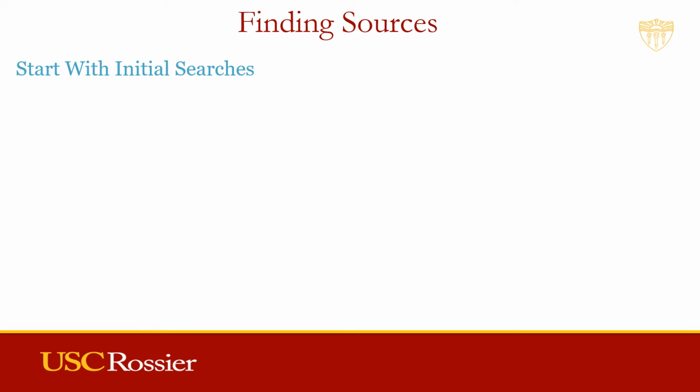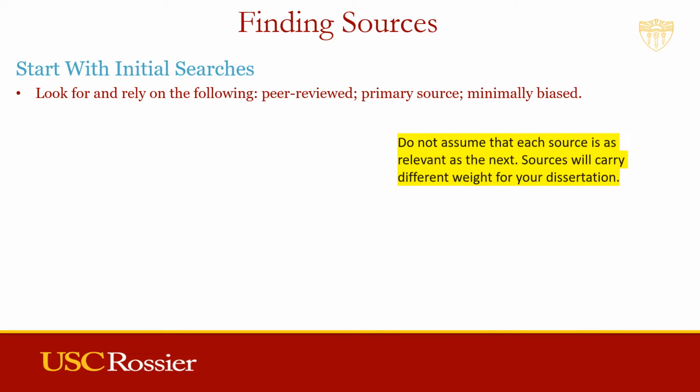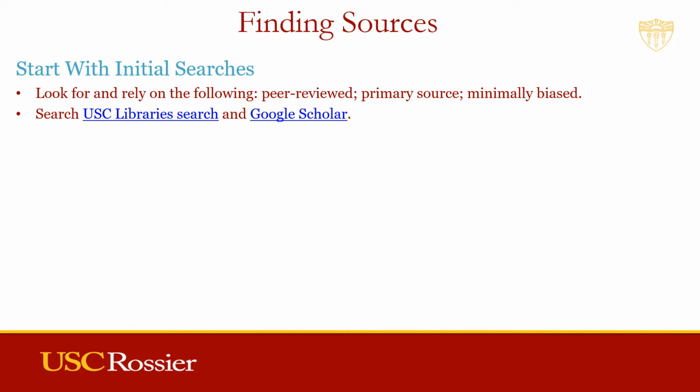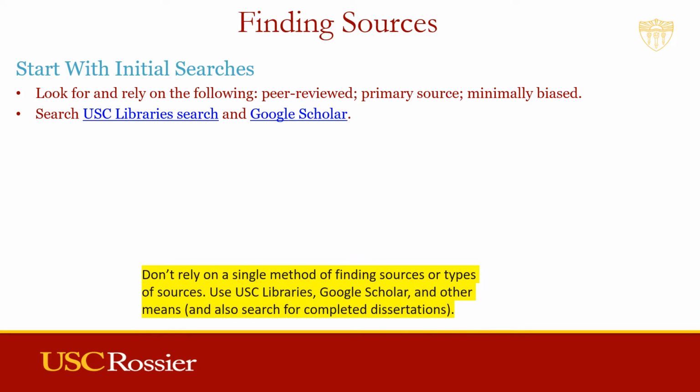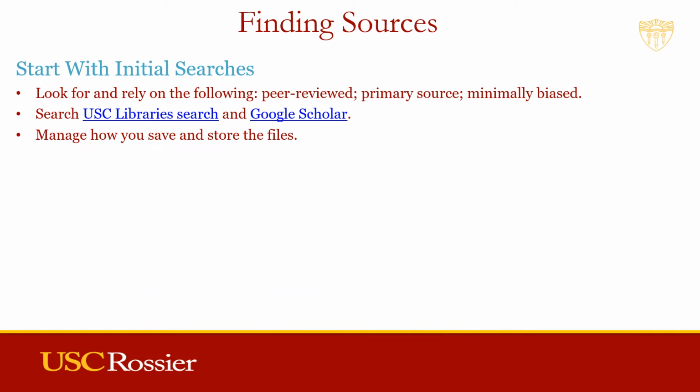Academic research begins with a search for sources on a topic. Start with searches for peer-reviewed primary sources with minimal bias. Do not assume each source has equal weight or significance. You can search online with your libraries, Google Scholar, and other places like Connected Papers. Use multiple methods, though, for better coverage. Make sure to also manage how you save and store the files.